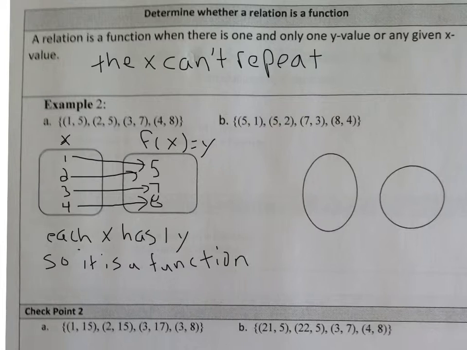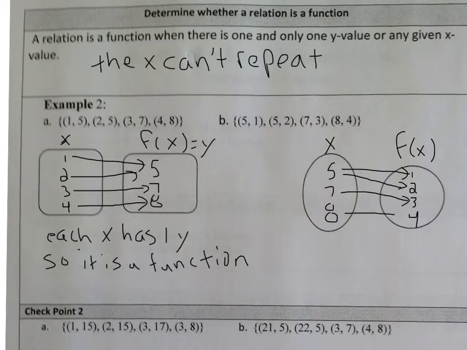If that happens, this thing's not going to be a function. And I'll show you what happens when we stack them up. You're going to have, for your x, 5, 7, and 8, and for your f of x, you have 1, 2, 3, and 4. And so we can see that 5 goes with 1, but 5 also goes with 2. And we got 7 and 3 and 8 and 4.